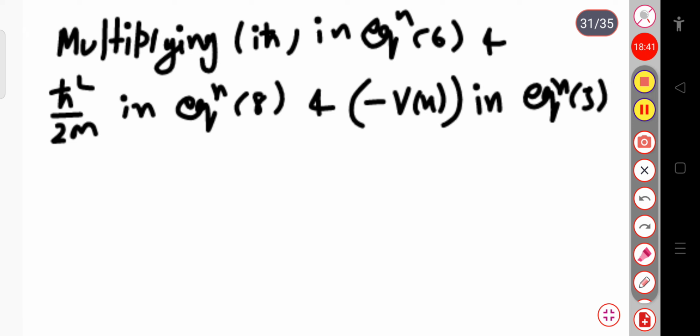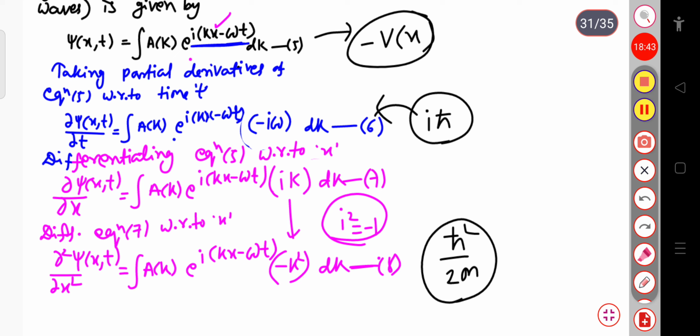What will I get? I will get three different equations. Simply, I have to multiply iħ on the left-hand side and on the right-hand side. So the first equation is iħ ∂ψ/∂t equal to the integration over a(k) exp(i(kx − ωt)), and here i times i becomes i squared, that is minus 1, and with the other minus 1 that becomes plus 1, times ω dk, and one ħ will be present. So this will be ħω dk.